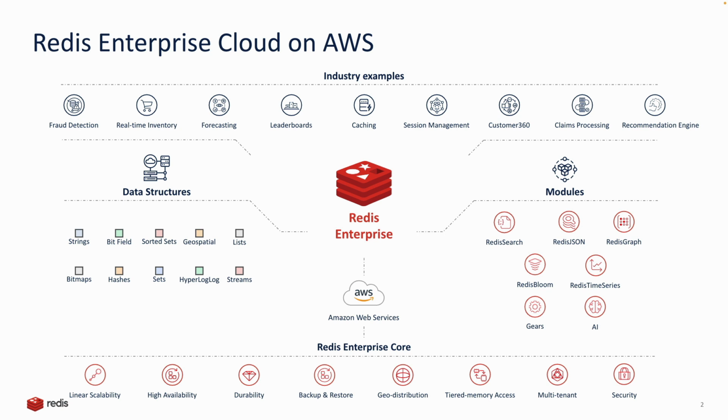Last but not least, the security aspect. It provides enterprise-grade security, using role-based access control, LDAP integration, database passwords, and TLS encryption. Now just focus on the right side. It provides multiple enterprise modules like Redis JSON, search, graph, gears, time series, etc., on top of the already existing primitive data structures like strings, hashes, sets, streams, sorted sets, etc.